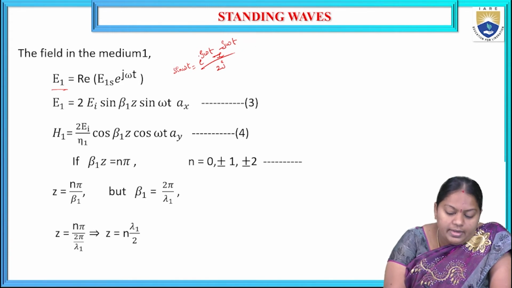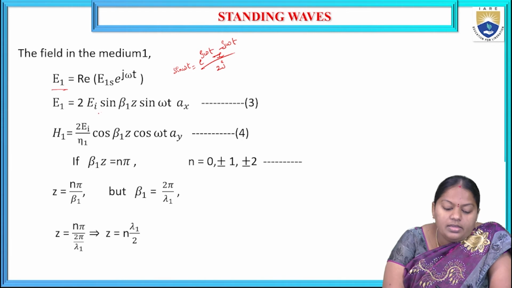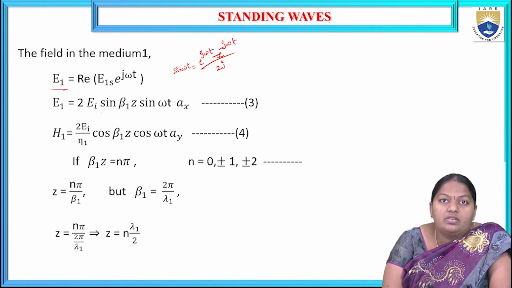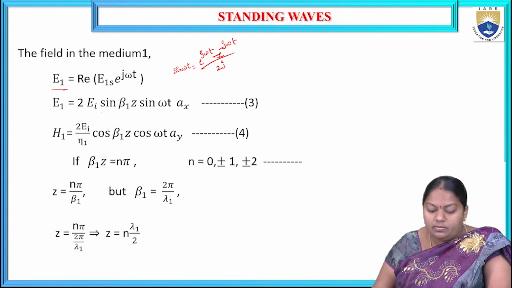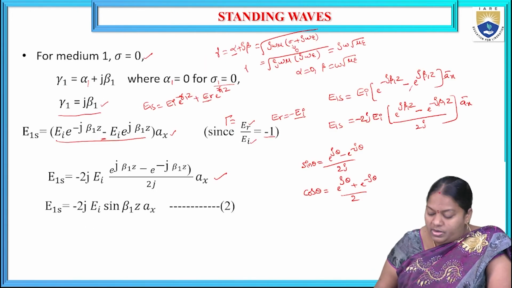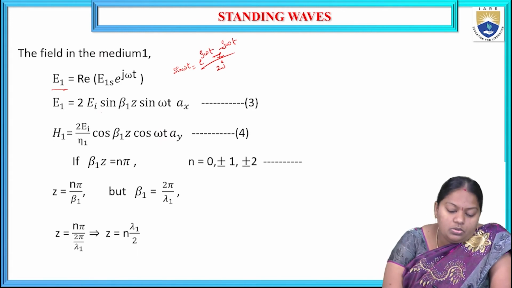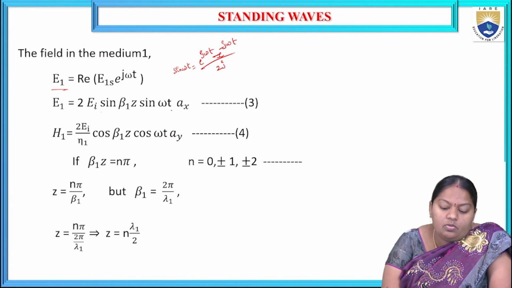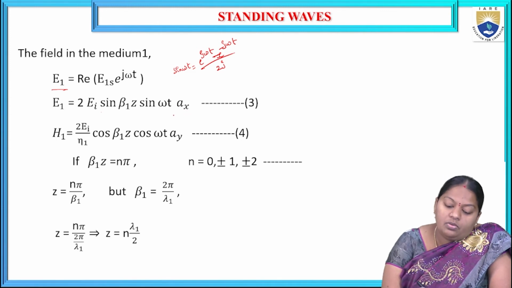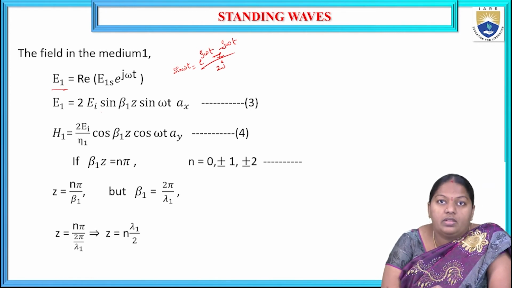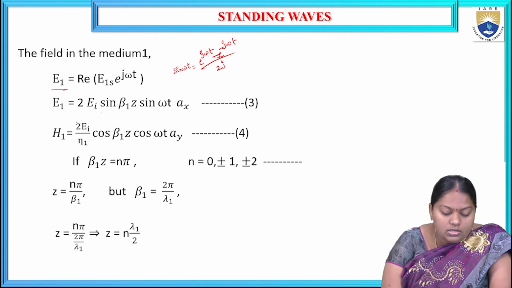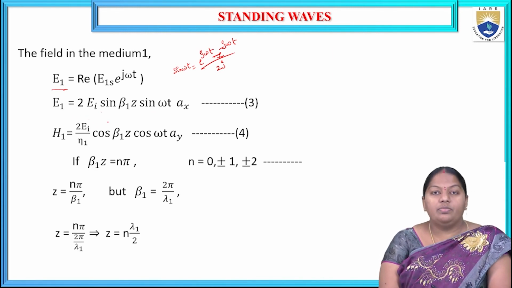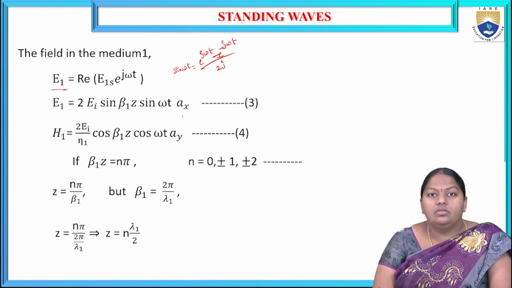If you write like that, then 2 into EI. Already in the previous statement we have the imaginary term j, so j into j becomes j squared, which is minus, and previously we had that negative term. So the negative term is eliminated by multiplying with imaginary. So 2 EI sin β1z sin ωt into ax. Here also we have to consider the real part of that function, then only we will get the magnitude. So E1 is equal to 2 EI sin β1z sin ωt into ax.